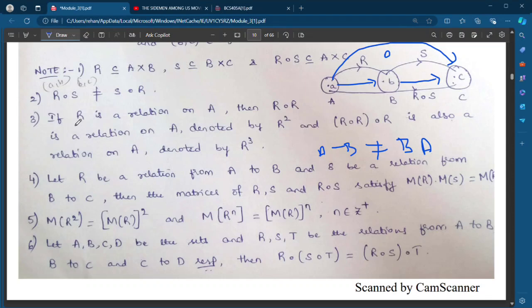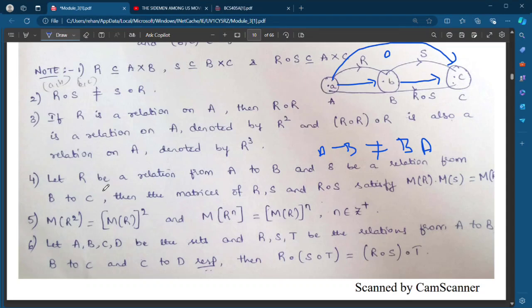Third, if R is a relation on A, then R composition R is a relation on A denoted by R square, and R composition R, again composition R, is also a relation on A denoted by R cube. Suppose we are taking A to A, then again this A to this A, so all are A, three sets. A is 1 2 3, 1 2 3, 1 2 3, like that.